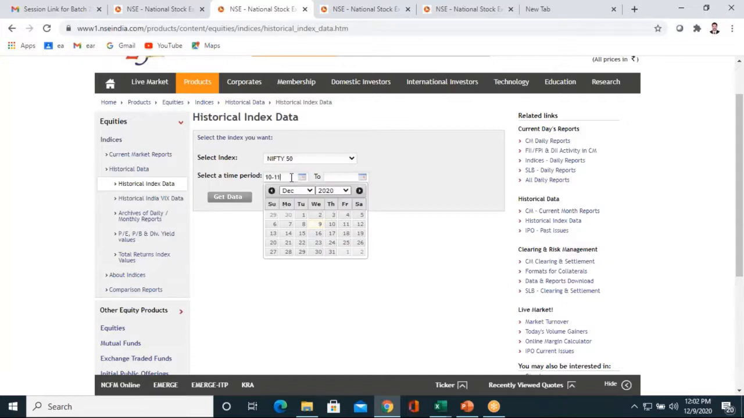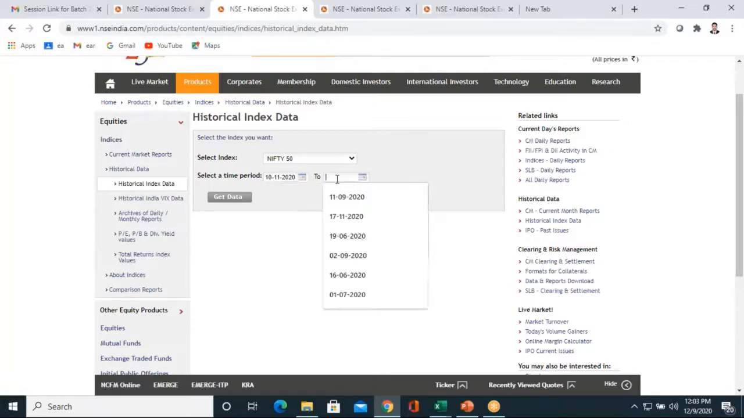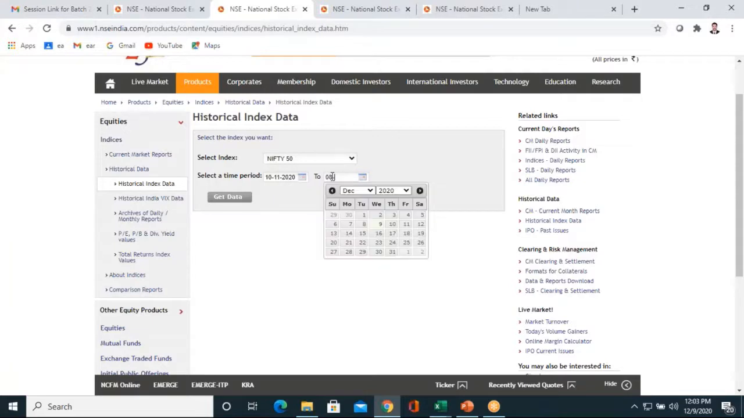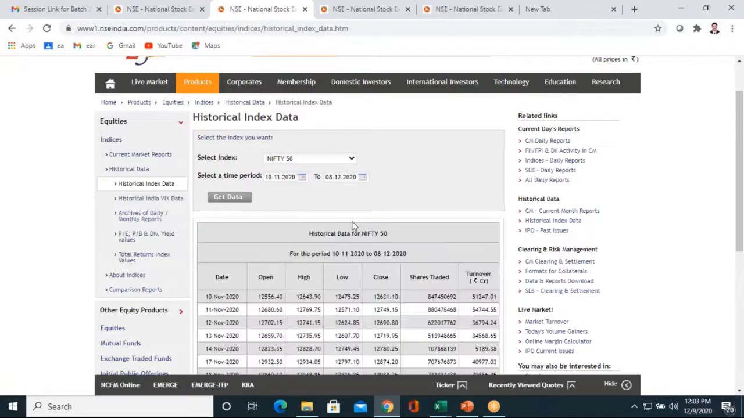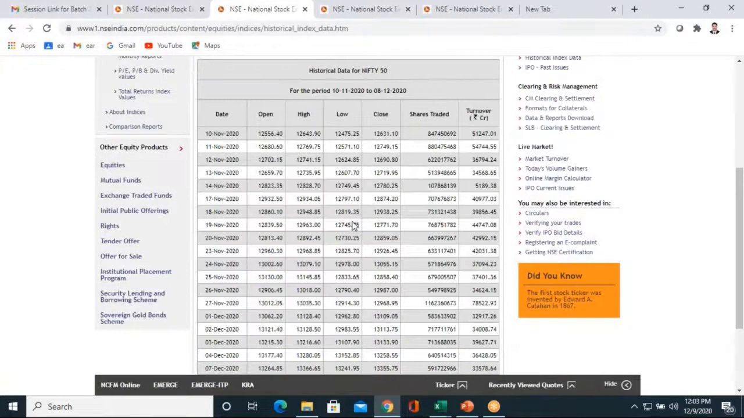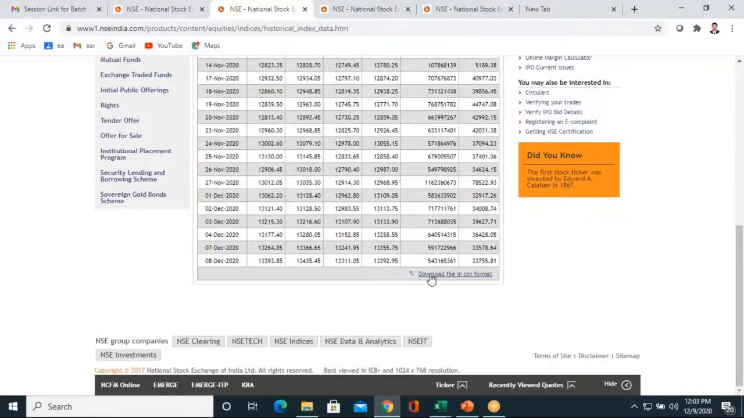November is 11. Okay, I got here. It is November 10, 2020, here 8th, right? So 8, 12, 20, yesterday. So I got the spot prices now. These are all the spot prices which I got for a month.